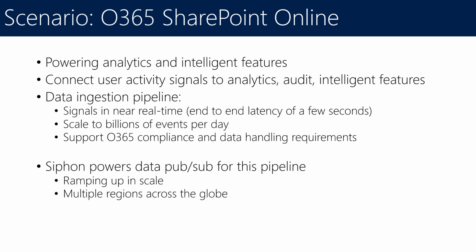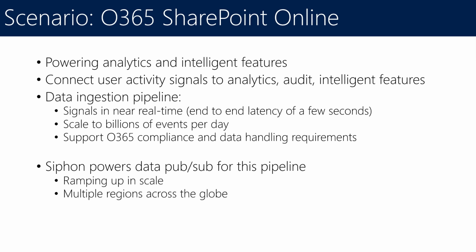The second is an intelligent feature driven off of user activity. A user activity might be an end user of SharePoint Online checking in a file or making an edit to their presentation. When these happen, signals are pushed through Siphon, and you have an intelligent service that consumes that and maybe provides a feature.